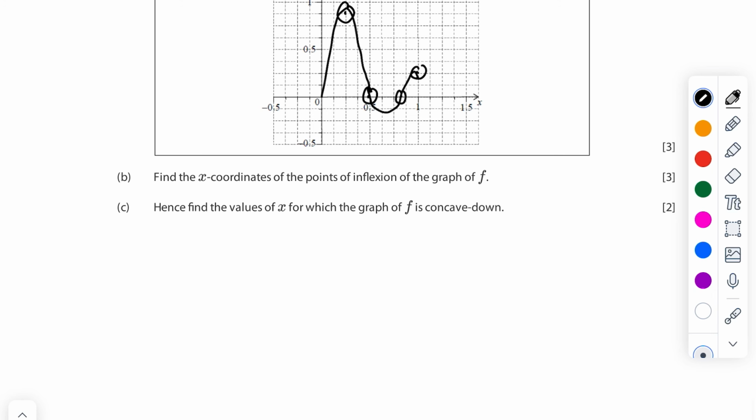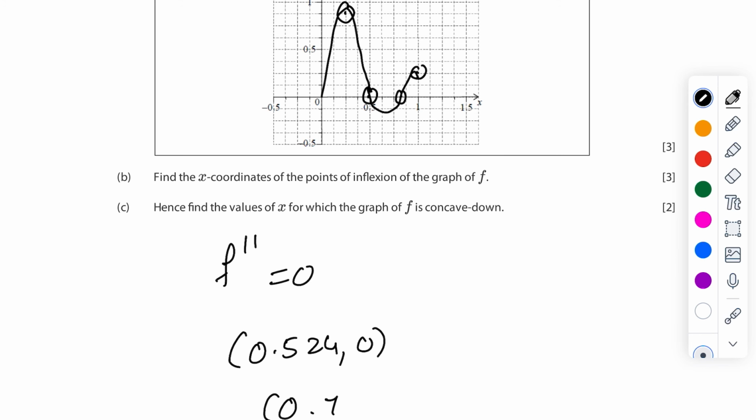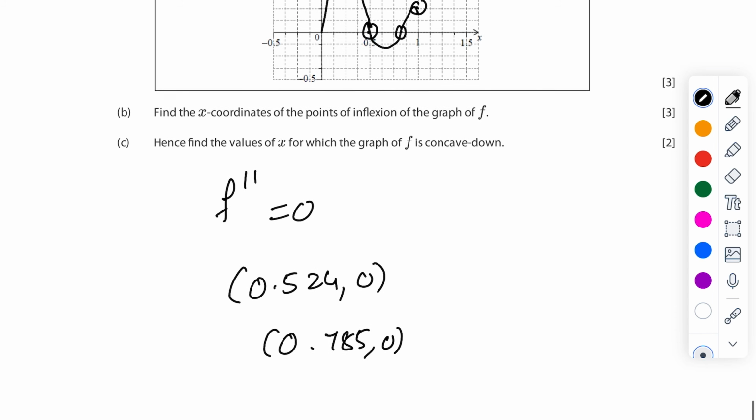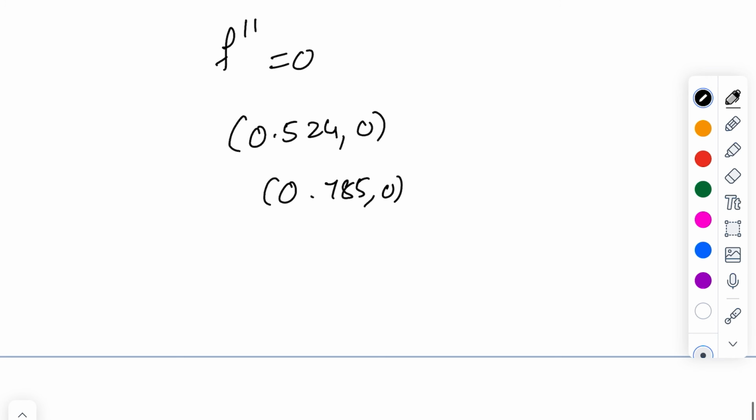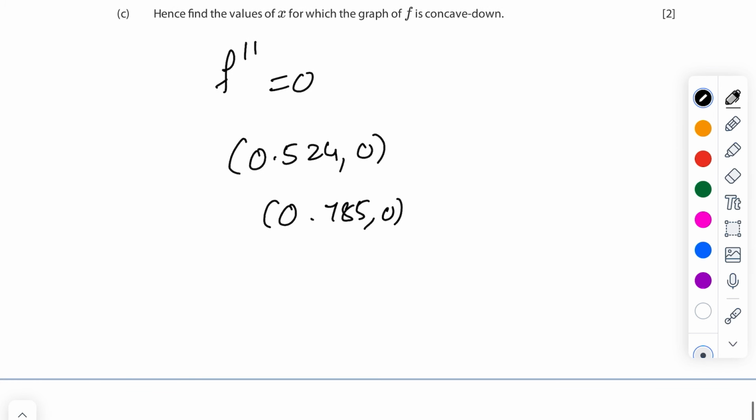Find the x-coordinate of the point of inflection. So wherever the second derivative equals 0, f double prime should equal 0. So it is 0.524 from the calculator and 0.785 from the calculator. Next, hence find the values of x for which the graph is concave down. Concave down: between 0.524 and 0.785.